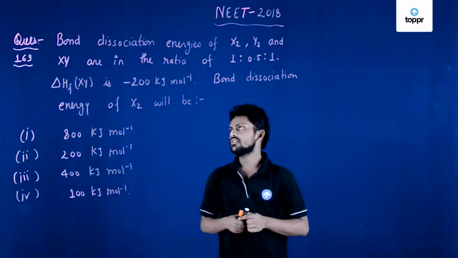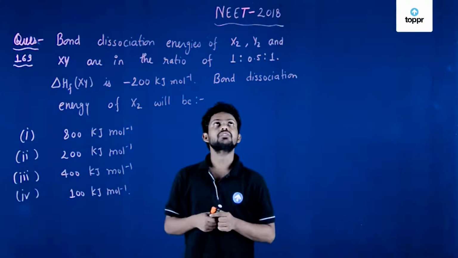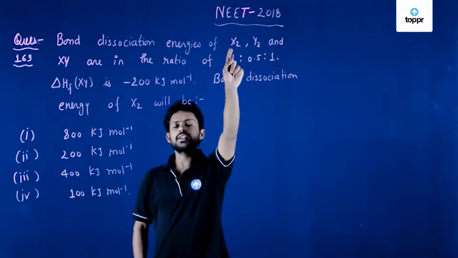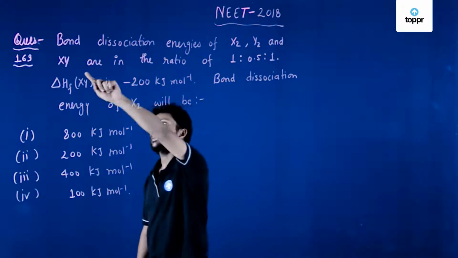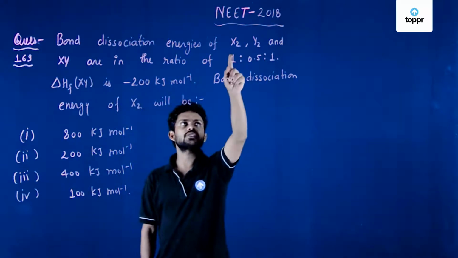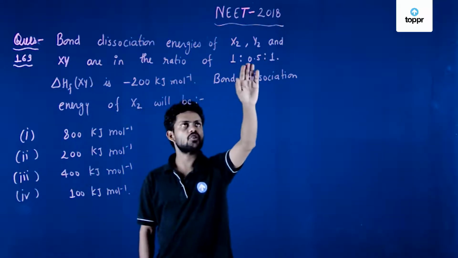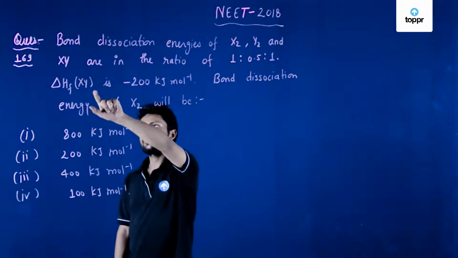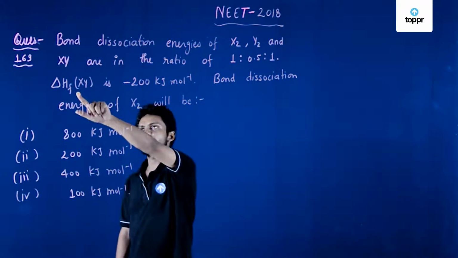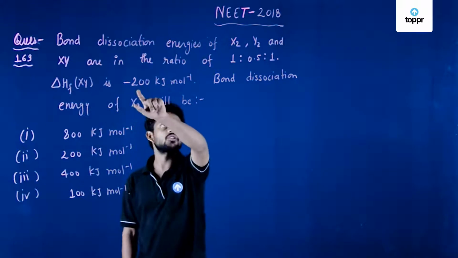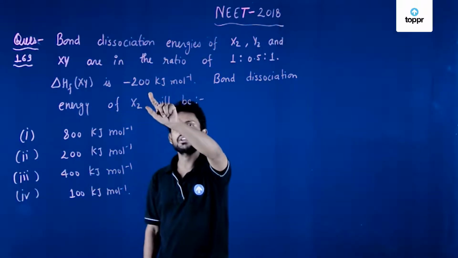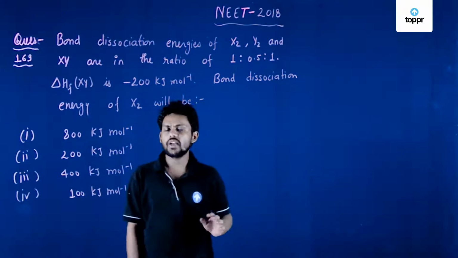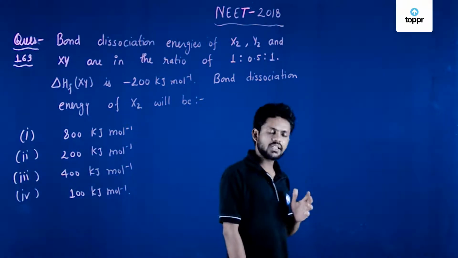So this is question number 169 from the NEET 2018 examination. The question says that the bond dissociation energies of X2, Y2 and XY are in the ratio of 1, half and 1. They have also told you that the heat of formation for the compound XY from X2 and Y2 is minus 200 kilojoules per mole. The bond dissociation energy of X2 is what has been asked.